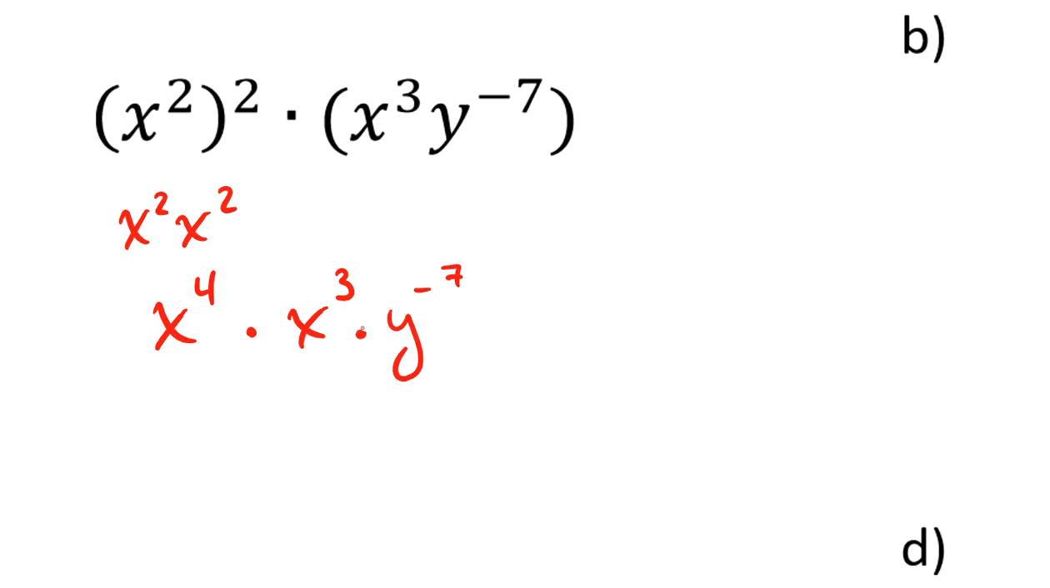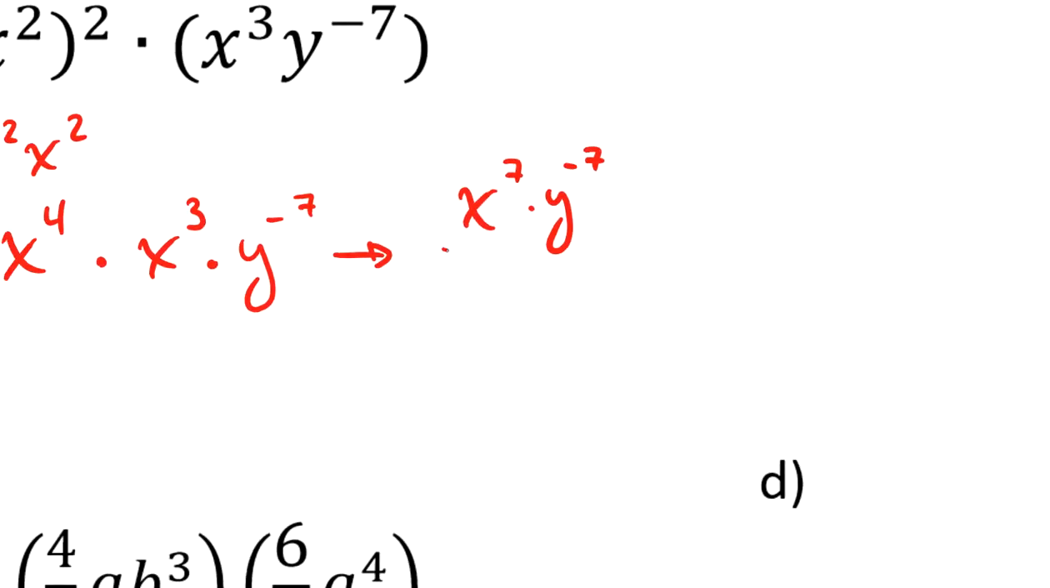Well, certainly I can combine the x to the 4th and x to the 3rd. That's a total of 7 factors of x. So I'm going to rewrite this as x to the 7th power times y to the negative 7th power. And to deal with this negative exponent, I'm going to choose to multiply this fraction by another fraction that's in the form of 1. And the form of 1 that I'm going to pick is y to the 7th power over y to the 7th power.